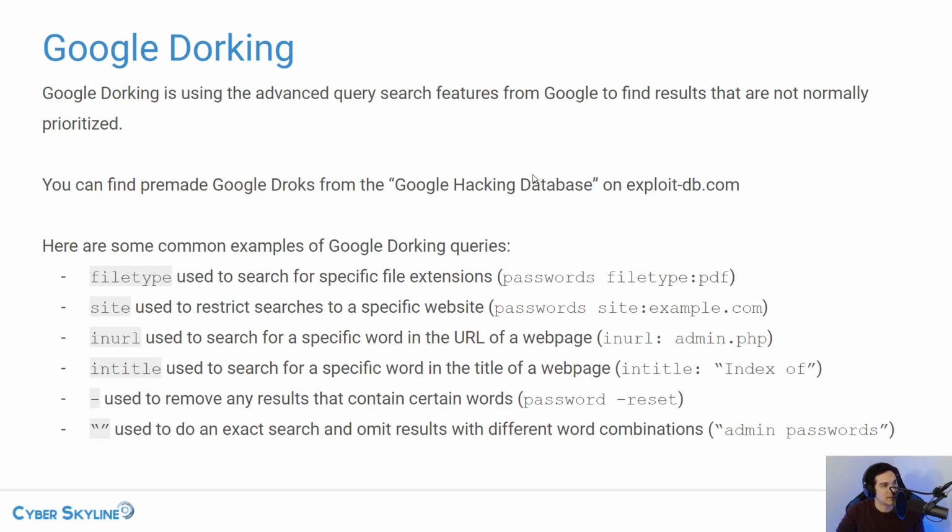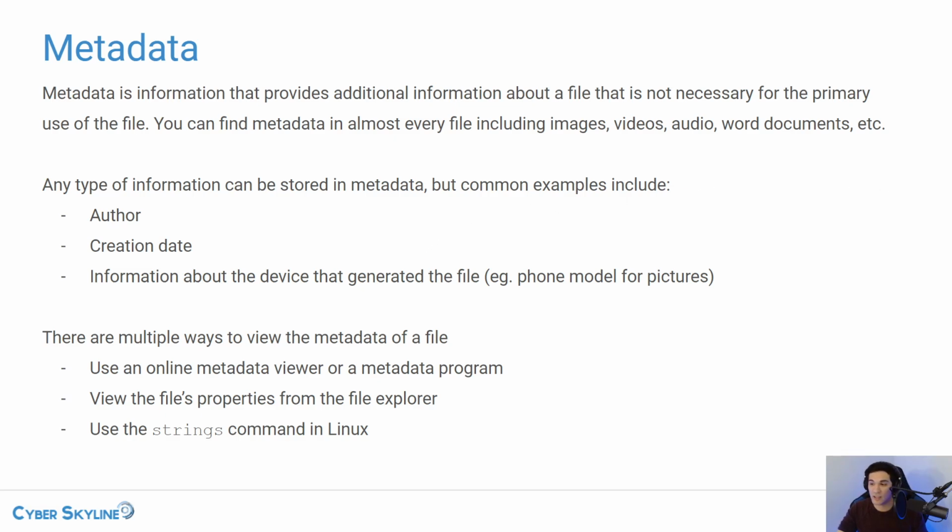All right. We're gonna do an example of Google Dorking later in this episode, but let's move on to another concept. There's a concept of metadata. So metadata is the reason why people tell you to be very careful when you're posting photos online, because metadata is information that provides additional context, additional information about a file that is not necessary for the primary use of the file.